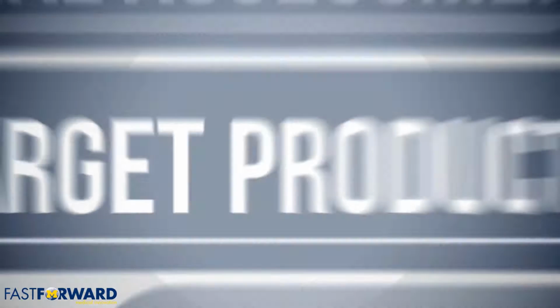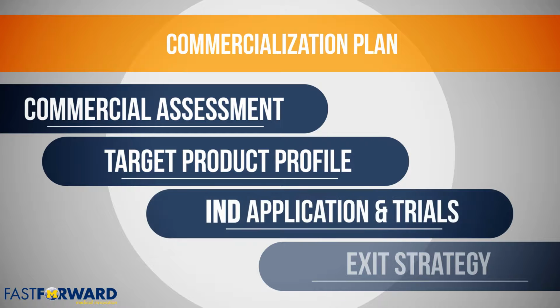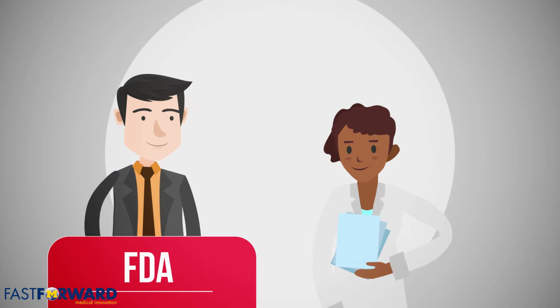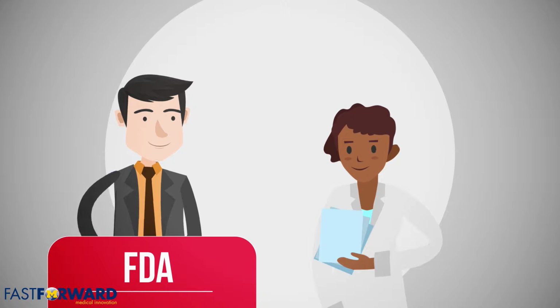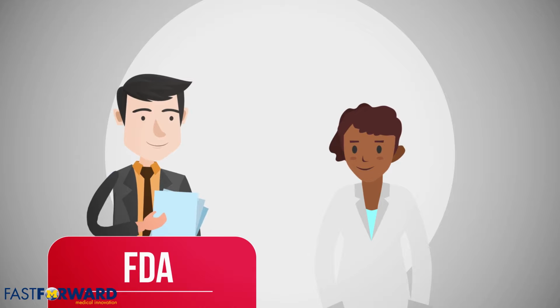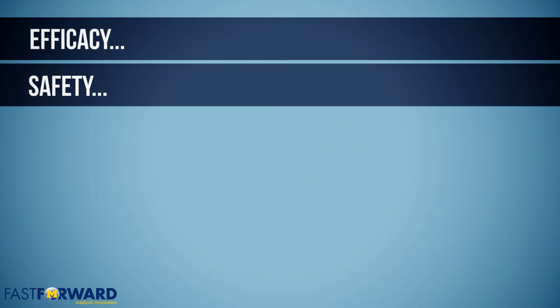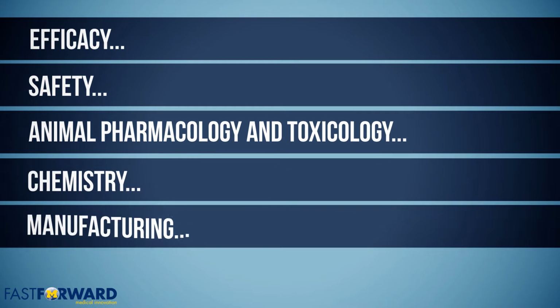Now that you've completed your TPP, it can be used to guide your conversations with the FDA around securing investigational new drug, or IND approval. This is the green light to begin clinical trials. With proper guidance from a regulatory expert, consider a pre-IND consultation to confirm your research plan is on track. Once studies are complete and data is compiled, an IND application is submitted. This application will include efficacy, safety, and pharmaceutical quality data, including animal pharmacology and toxicology studies, chemistry, manufacturing information, and clinical protocols.